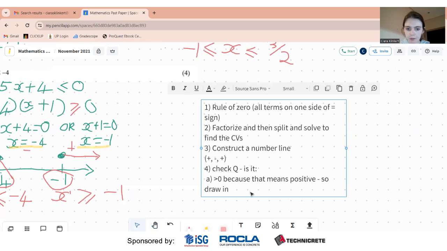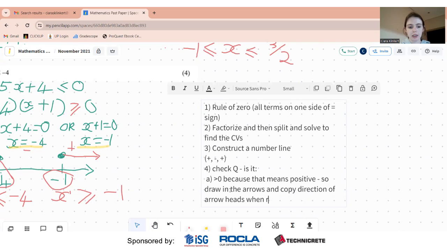Draw in the arrows and copy the direction of the arrowheads when writing the answer. Okay. Then the second option is for when it's less than 0 or less than or equal to 0. Okay, kind of means the same thing. All it's really going to influence is the type of inequality sign used at the end, and you just need to make sure you use the right one.